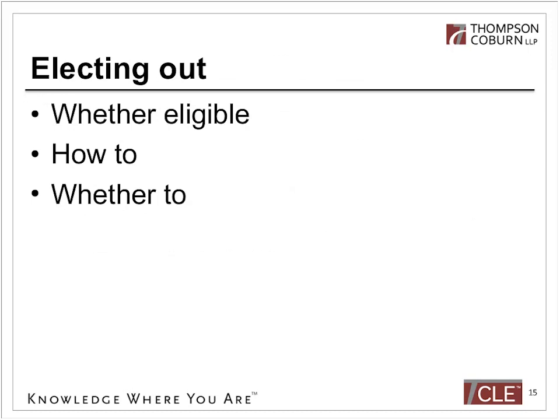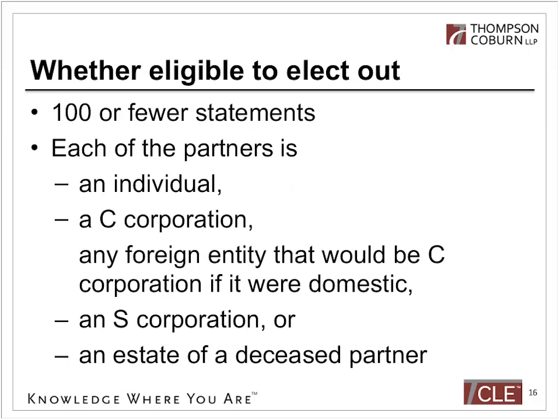So we're going to talk about the electing out, whether you're eligible, how to elect out, and whether to elect out. First of all, you're eligible to elect out only if there would be 100 or fewer statements issued. So a statement means a K-1, but it really means the number of people who get affected by the audit. I'm going to discuss that in just a moment.